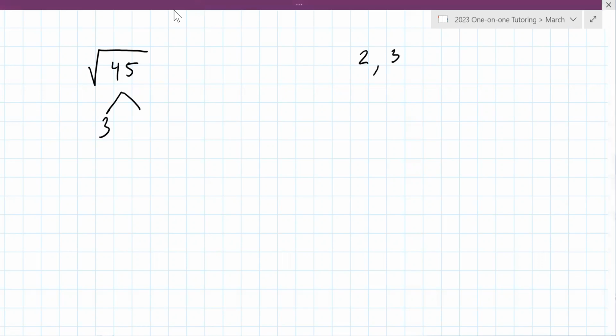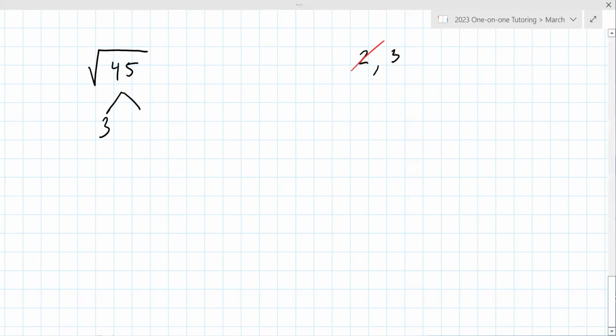Now you might get the impression that it's always going to work out that it's a 2. And the answer to that is that no, it's not going to always be 2. Let's look at square root of 45. Does 2 go into 45? No. It is not even, it's odd, so 2 does not work. 3 does though. So you always basically say, okay, did it work? Or am I done with it? And then you go to the next one.